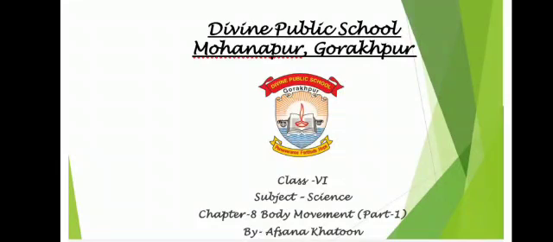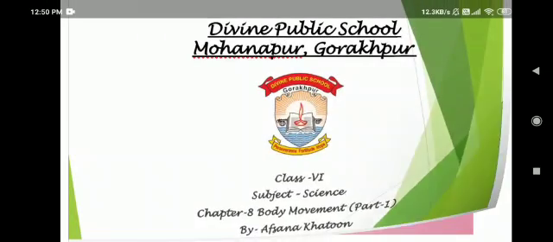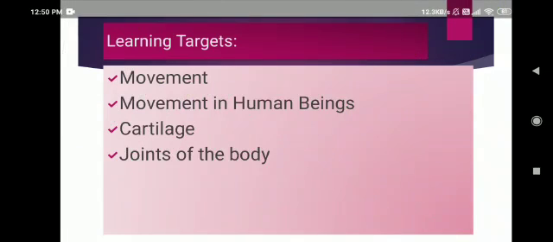So in the previous chapter we discussed types of plants, root and shoot systems and their functions. Now in today's session we will discuss lesson 8 of your textbook, that is body movement. So in this chapter we will learn about movement in human beings, that includes description of skeleton, parts of the human skeleton, then cartilage, joints of the body and different types of joints. Let's start with the introduction.